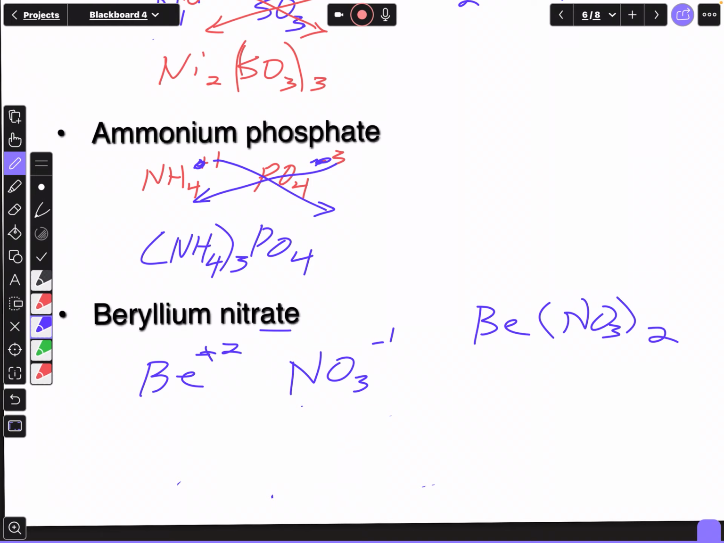Or if I do it the other way, bring just my numbers down, bring the 2 down here, bring the 1 down here, that'd be Be1, which if I leave the 1 out, NO3. Since I'm bringing a 2 down, I need to put the NO3 in parentheses and write the 2 on the outside. Either way you do it is fine.